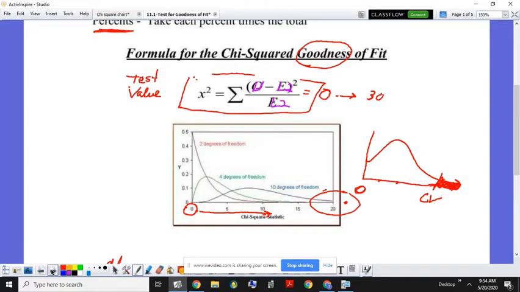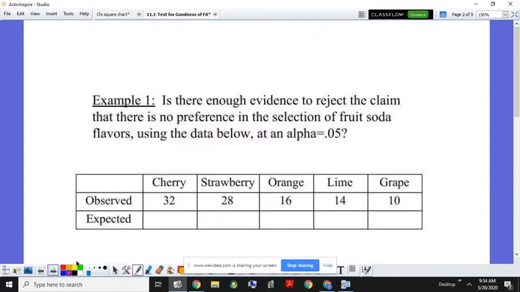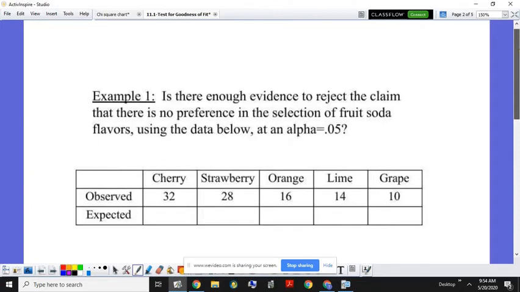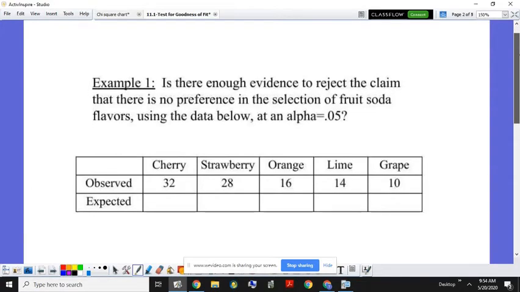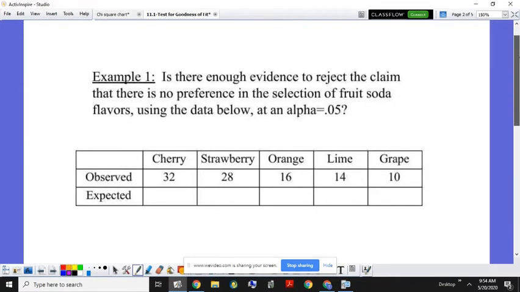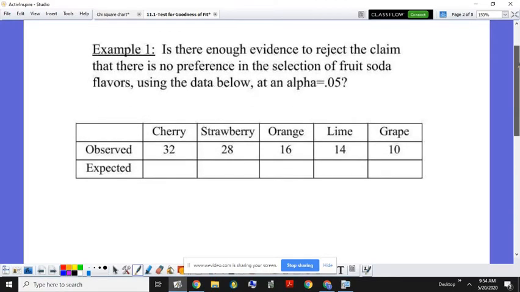84 people, super easy. All right, here we go. Example 1. Is there enough evidence to reject a claim that there is no preference in the selection of fruit flavor sodas using the data below? So I didn't put the whole paragraph in here, but basically they did a taste test. And let's say it's for different flavors of like those waters, like, oh gosh, what are those waters called? I can't remember what those waters are called, but whatever.